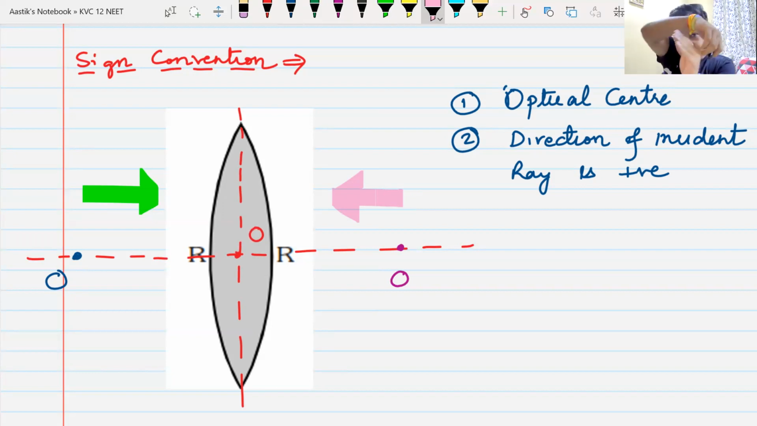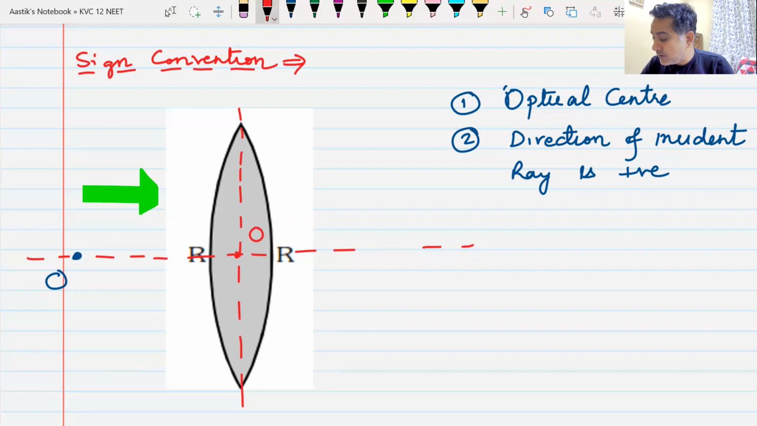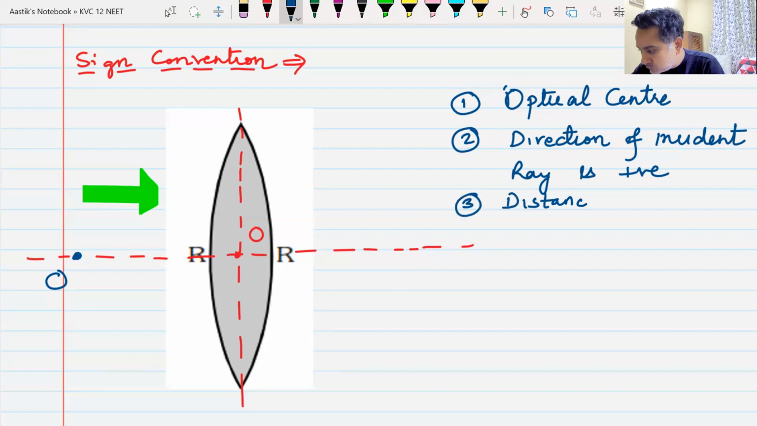For a lens, it can come from this side, it can come from this side. Therefore, you must be careful. Will you be careful, my dear friends? Light can come from both sides. Then, what next? One thing is fixed. Distance above O will be taken as positive. Do we understand this? Yes, sir.